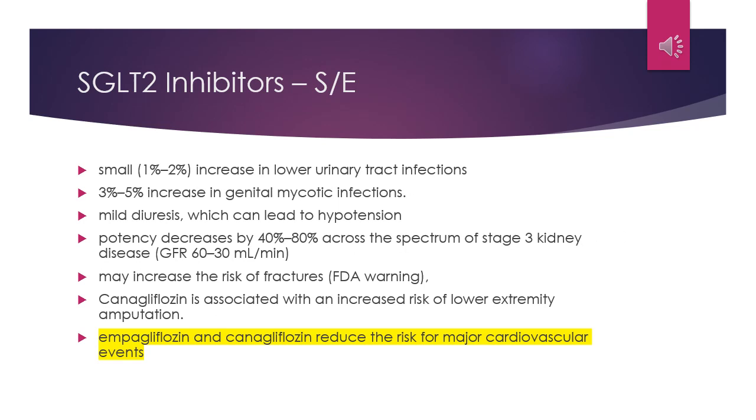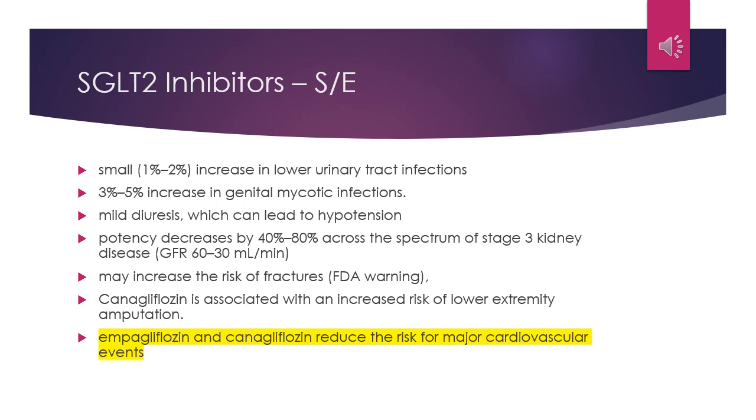From the mechanism of action discussed in the previous slide, it is clear that SGLT2 inhibitors have to cross Bowman's capsule and reach the proximal part of the renal tubule to act on sodium glucose transporters. So some amount of kidney function is required for this drug to act.